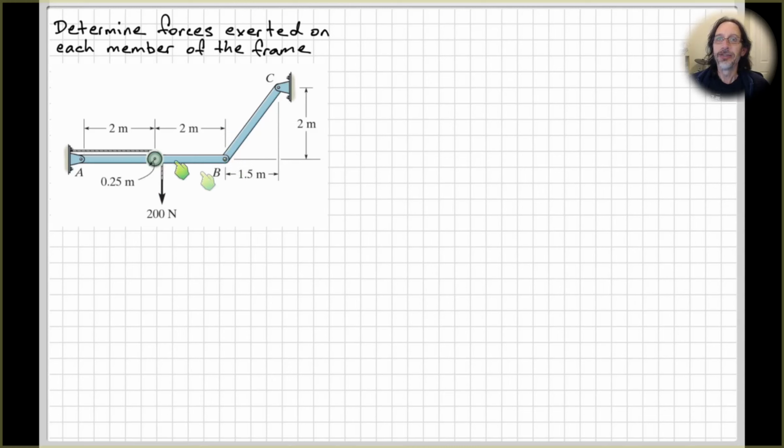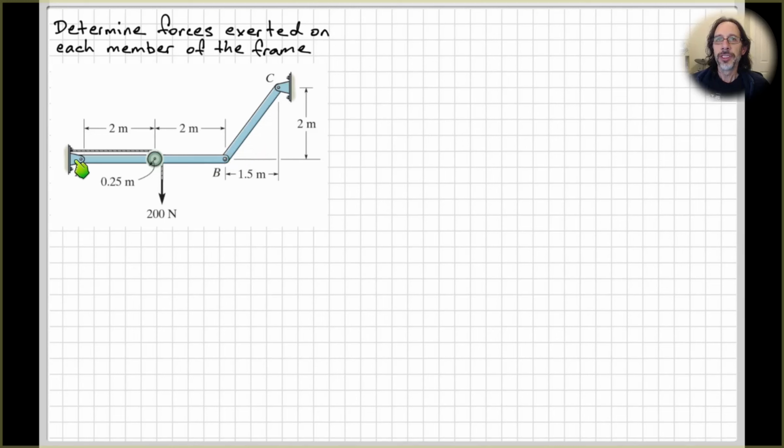Just start. Choose one of the members to draw a free body diagram of. Usually choose the member that has a force applied to it, because that's a known load acting on it. Because if you draw a free body diagram of BC, for example, then you're not going to be able to solve for anything. You might be able to write some equations, but there's no known input into the equations for the free body diagram of BC.